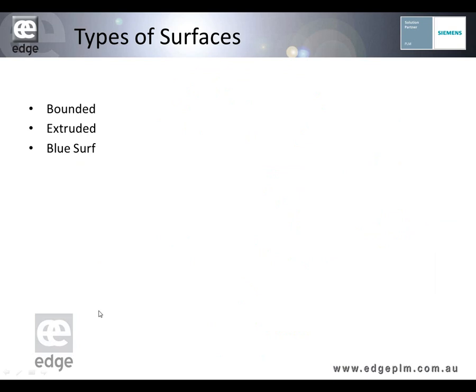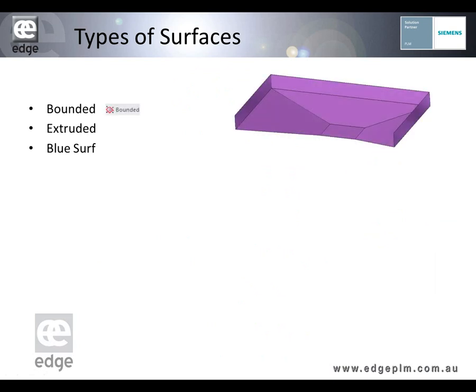Okay, types of surfaces. We've talked about curves. The curves are used to create surfaces. We've got bounded surfaces, and bounded surfaces are planes that are created between curves. They can be curved, of course, because they can be tangent to adjacent faces. We've got extruded. Here's just a sketch. We've extruded that downwards to create a surface.